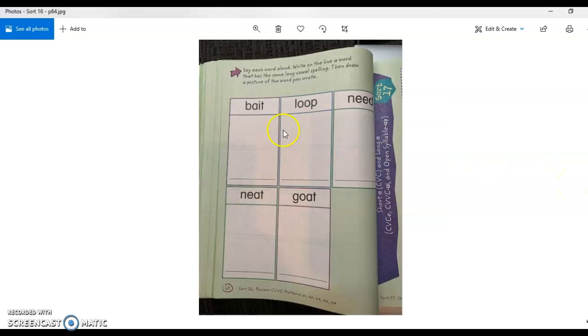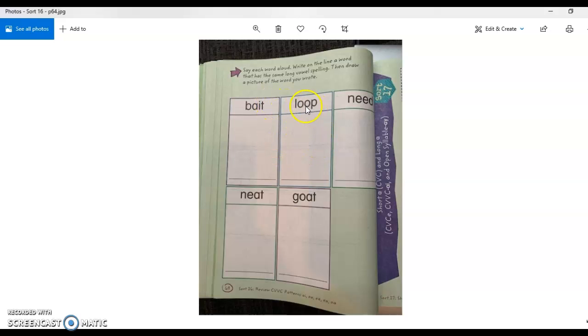After you finish with that, they give you some new instructions here. Say each word aloud, write on the line a word that has the same long vowel spelling. Then draw a picture of the word you write. So for example, here you've got the word bait. You could write any word that you can think of that has the AI pattern, or you can flip back to the page where you sorted the AI words and write that word on the line and draw a picture of it. I think the first example that they gave in the book was rain. And so you could write the word rain here and draw a picture of rain.